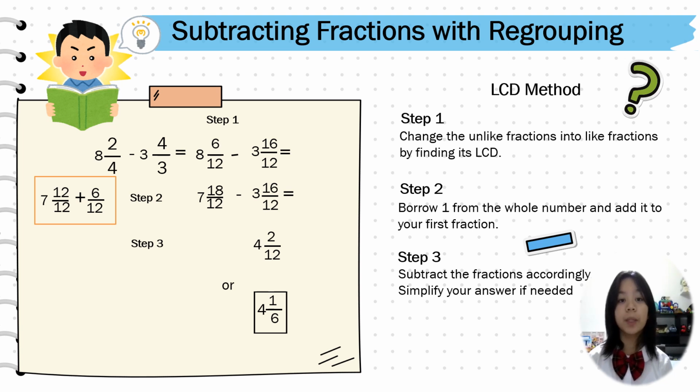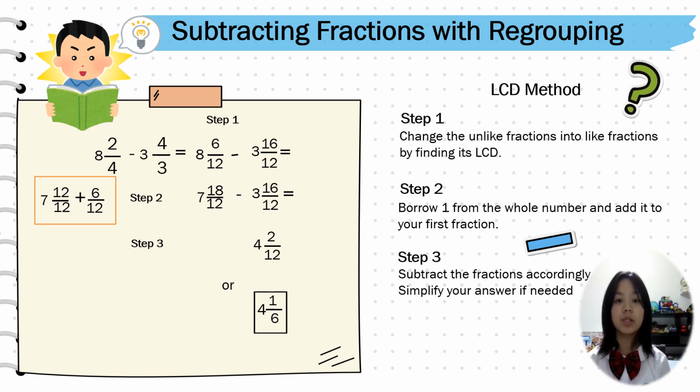So we will do the regrouping by borrowing 1 from the whole number, then add it to our first fraction. 8 will be 7, then we will have 12/12, which we will add to 6/12, giving us 7 and 18/12. Then we copy the subtrahend, so our equation will be 7 and 18/12 minus 3 and 16/12. We do the whole numbers first, then the numerators, then we copy the denominator.